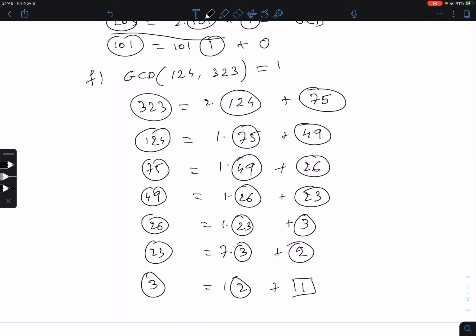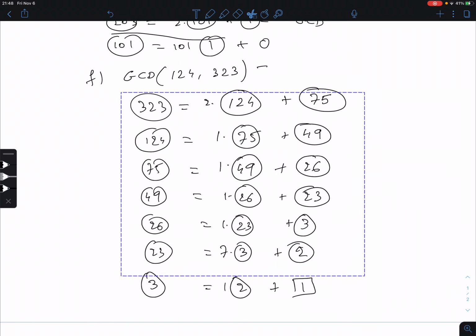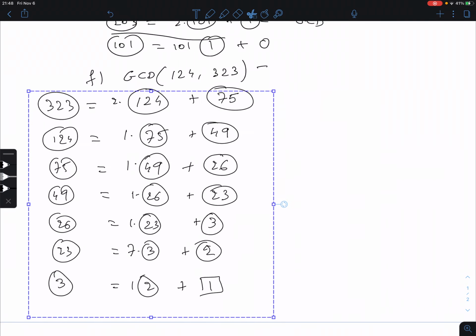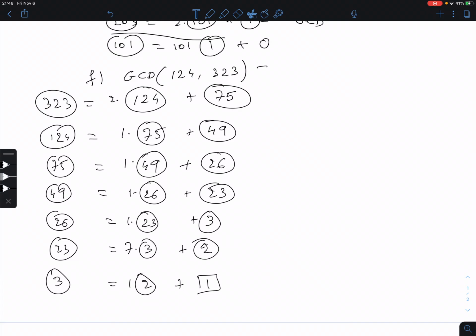But how do we now write the GCD in terms of the original two numbers, as a linear combination of the original two numbers? I'm going to need a little bit of space, so I'm going to move this a little bit higher. So now we have to work our way back.